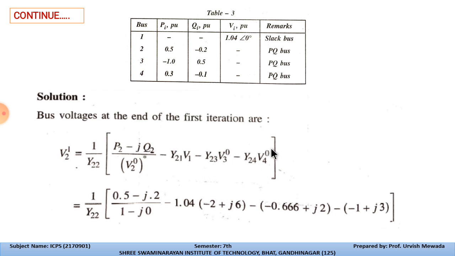So put those values and find out the value of say v2 dash. So 1 upon y22 is 0. P2 is 0.5, Q2 is 0.2, and v2 0 conjugate is 1 minus j0. So y21 is say 1.04, and the v1 is say minus 2 plus j6, and for the y23 and y24 and v3 and v4, the values are written like this.